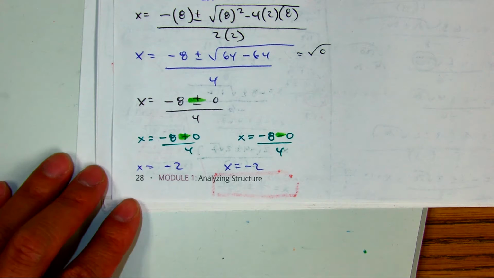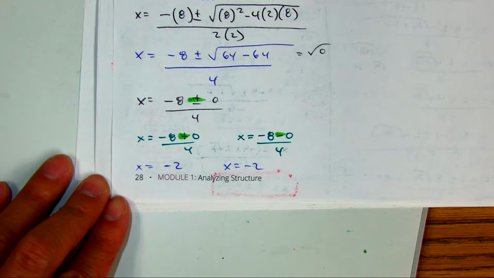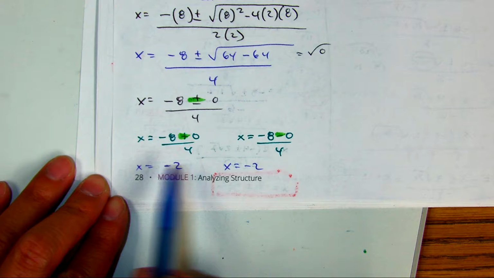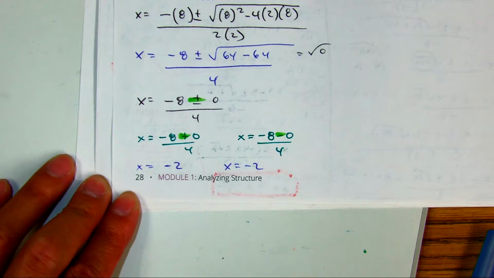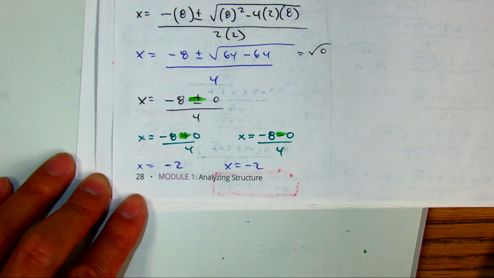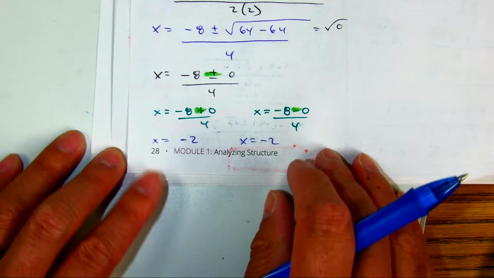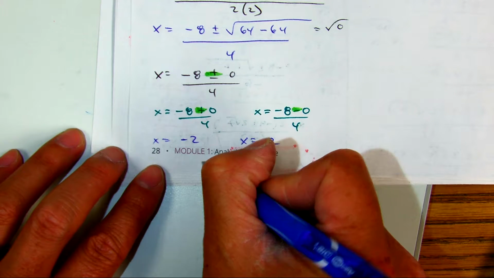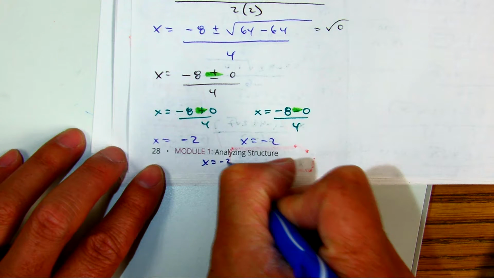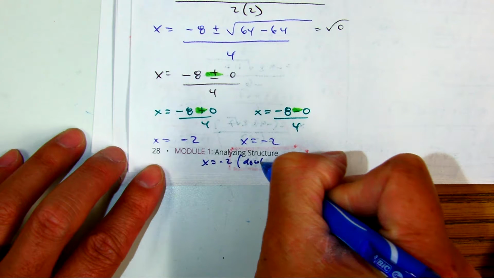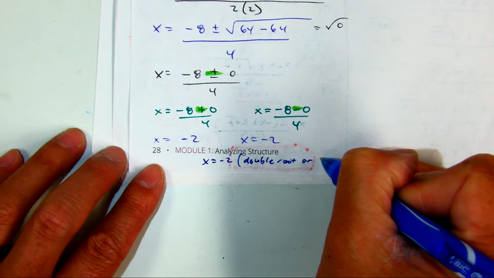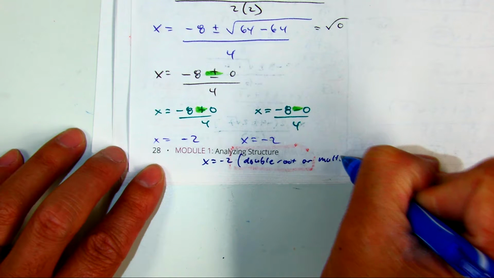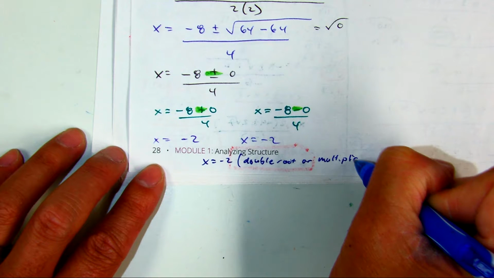Oh, that's ironic. There are two answers that are exactly the same. Now, super fancy, this will be next unit's lesson, you can say x equals negative 2. You can say there is a double root, or you can say multiplicity of 2.